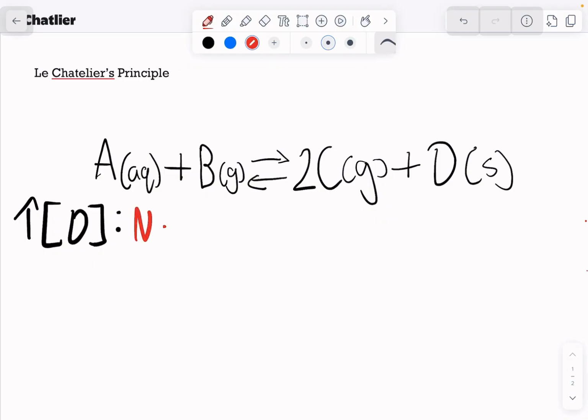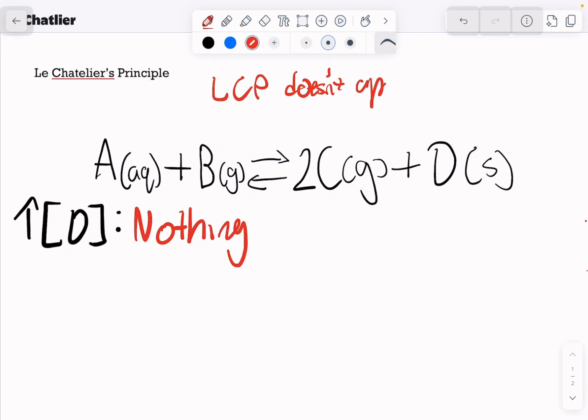Nothing would happen because solids do not have a concentration. This applies to liquids as well. Liquids and solids don't have concentrations because we don't refer to them as amount per volume. They have a fixed amount per volume. They have a fixed density. You can't change the concentration of a solid or a liquid. So Le Chatelier's principle does not apply to solids or liquids.